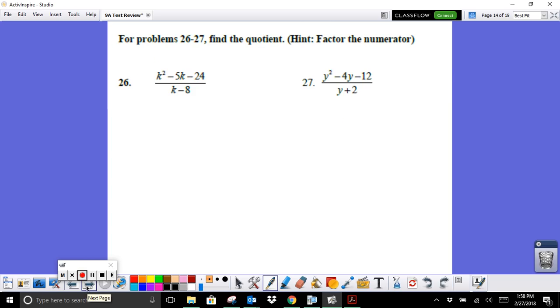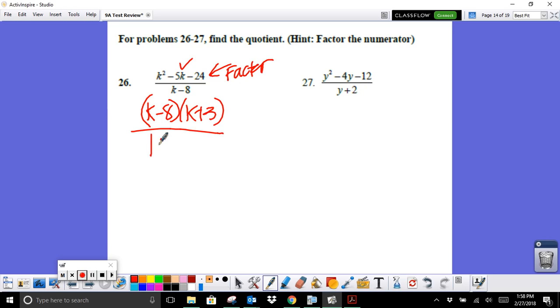Okay, through 26 through 27, it says to find the quotient. Okay, the hint is factor the numerator. A lot of y'all missed this on the last test. You have to factor the top. Okay, I'm going to save some time and just give you what the factors would be here. But you would have to go into the grouping and all of that, get your factors, and that's going to go down to k minus 8 and k plus 3.